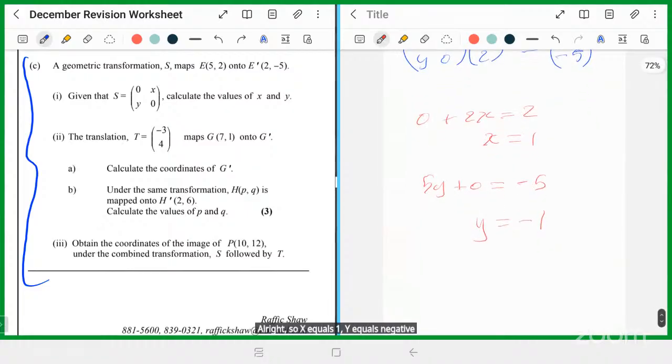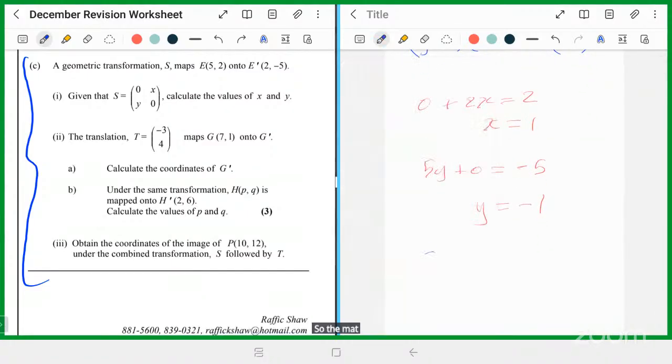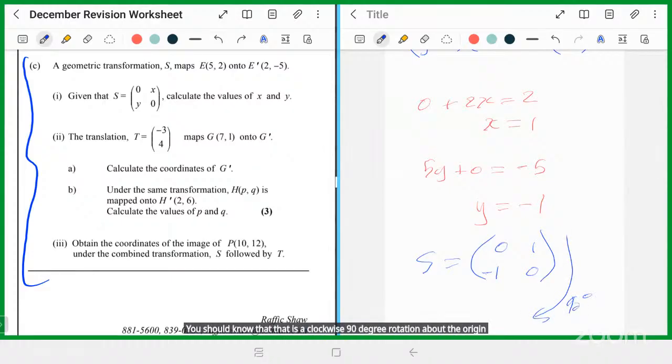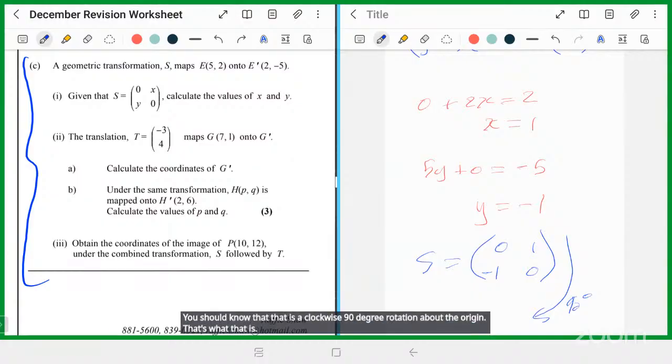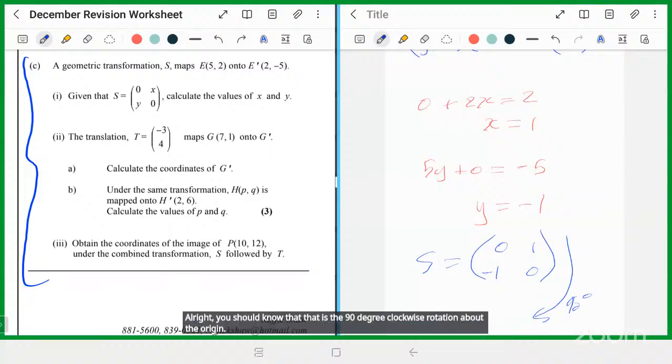So let's put what the matrix is so we can identify it now. So the matrix S is 0. The x is 1 up here. So 1. Y down here is negative 1, negative 1, 0. You should know that that is a clockwise 90-degree rotation about the origin. That's what that is. Alright? You should know that that is a 90-degree clockwise rotation about the origin.